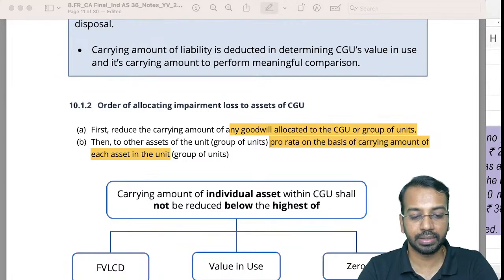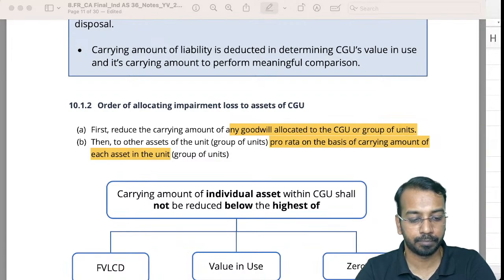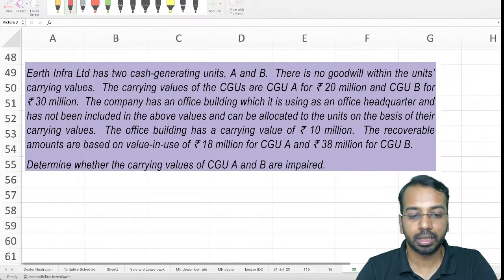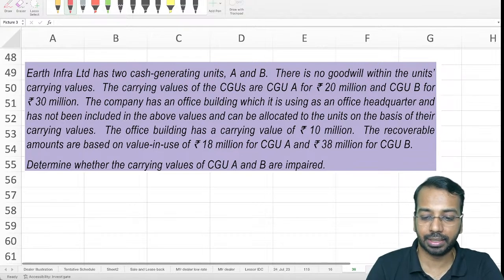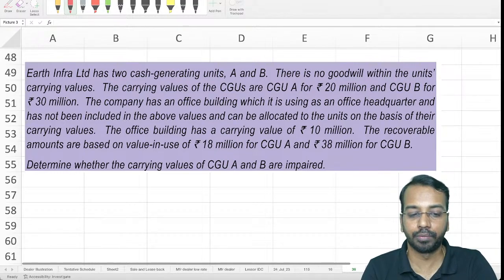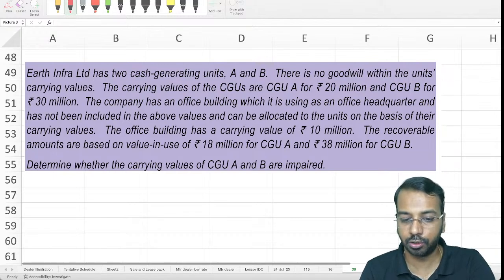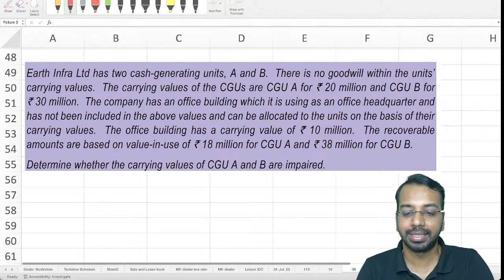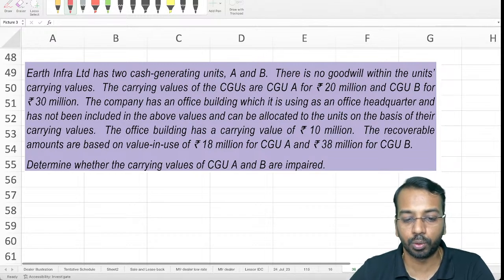Okay, so let's have a look at this particular question. Earth Infra Limited has two cash generating units A and B. There is no goodwill within the units' carrying values. The carrying values of CGU are CGU A 20 million, CGU B 30 million. The company has an office building which is used as office headquarters and has not been included in the above values and can be allocated to the units on the basis of their carrying values.